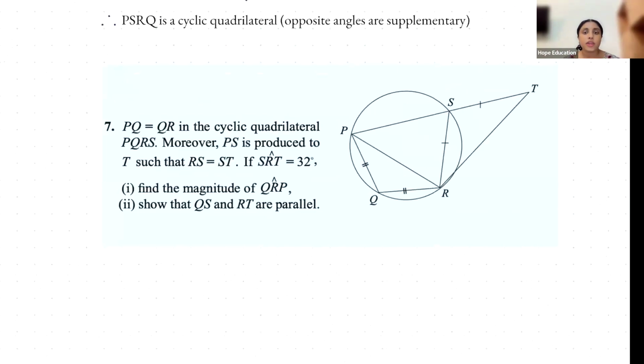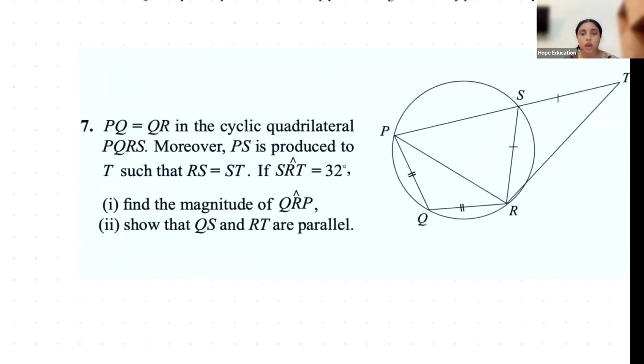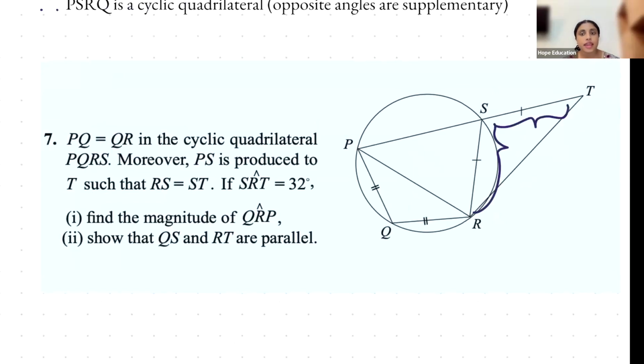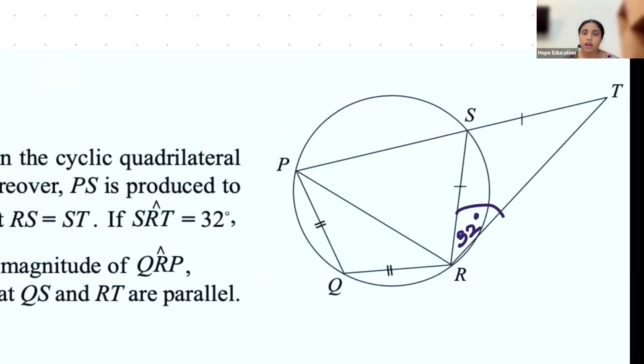PQ equals QR, they have clearly given that. Moreover, PS is produced to T such that RS equals ST, again they have given. SRT is 32 degrees. Find the magnitude of QRP. Okay, that's not that difficult.